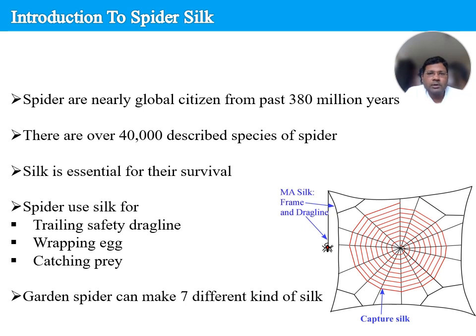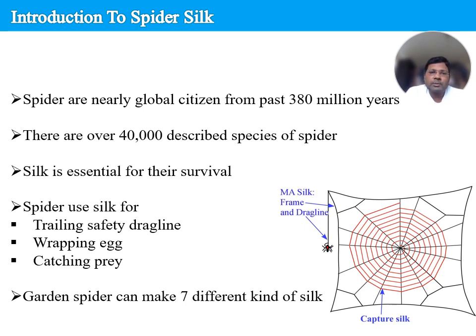Spiders are global citizens. We can find spiders in almost every terrestrial place on Earth. There are almost 40,000 species of spider. Not only that, spiders are extremely diverse. The origin of spiders and their silk dates back 380 million years. This is orders of magnitude longer than the existence of humans on planet Earth.